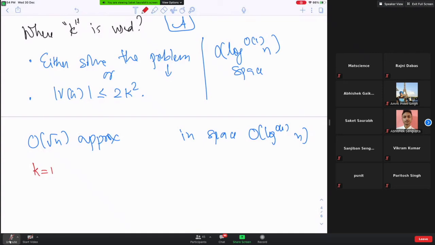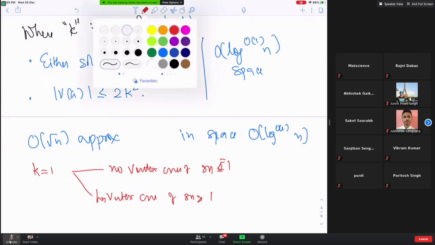When k is equal to 1, what can I get? I can get, say, no vertex cover of size at most 1, or yes, it has a vertex cover of size 1. So either no vertex cover of size 1 or has a vertex cover of size 1.